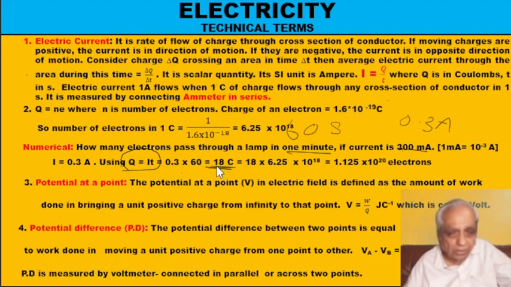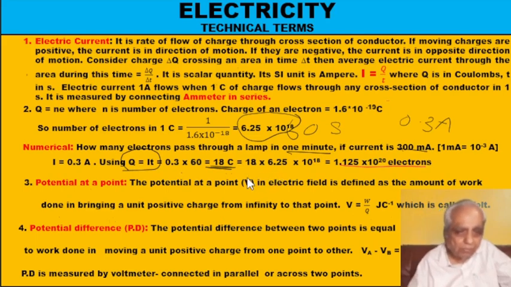So first we have calculated how much charge has flown in 1 minute. Now, I know 1 coulomb is 6.25 into 10 raised to 18 electrons. So if I multiply by this number, I will get the number of electrons in 18 coulomb. So I will get this answer. So many electrons have flown in 1 minute. Is it all right? So this is how we can do this numerical.